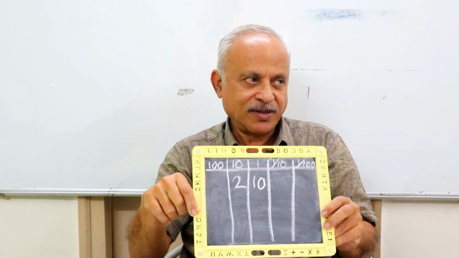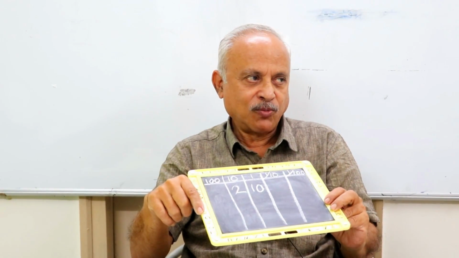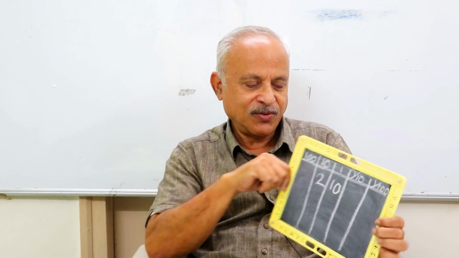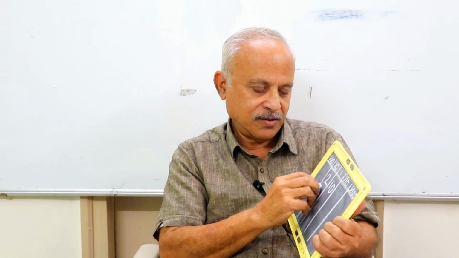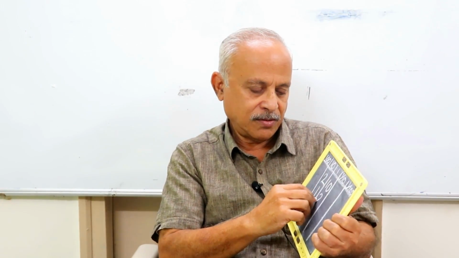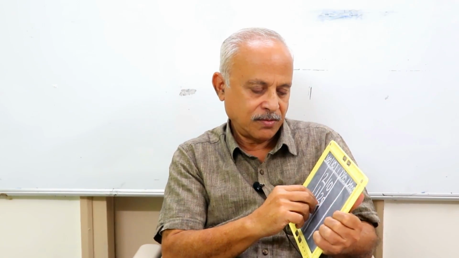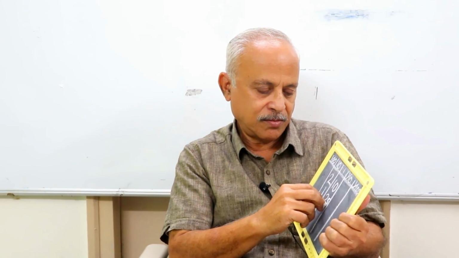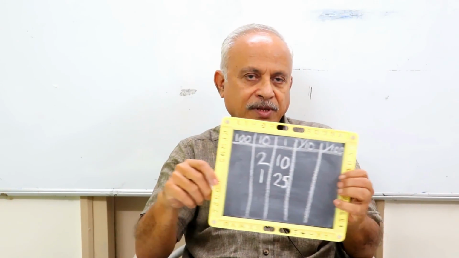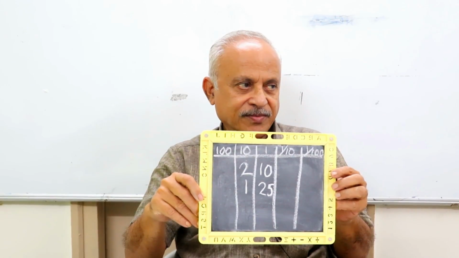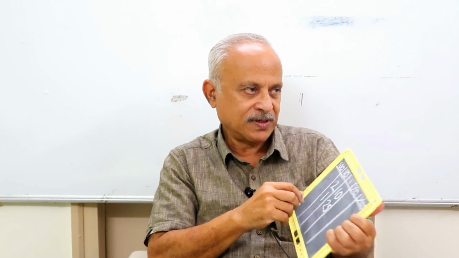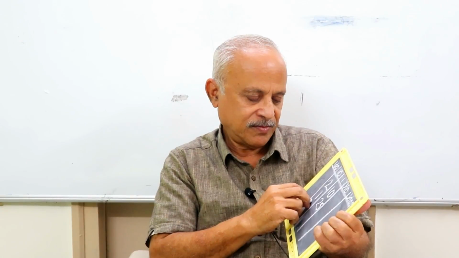This is revision. Let's do one more just to make sure that we know what we are doing. Nandita, how much is this? 35. Okay. One more just for practice.